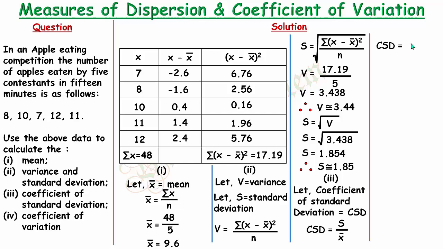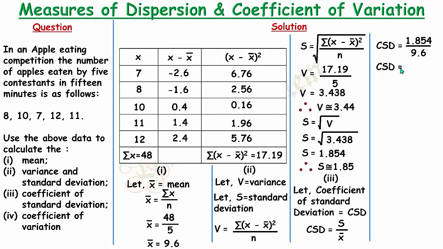So coefficient of standard deviation equals 1.854. I mentioned earlier that if you have to use previous answers to solve a problem to get subsequent answers, it's better to make use of the value before the approximation. So I would rather use this than this. Divided by the mean, which is 9.6.